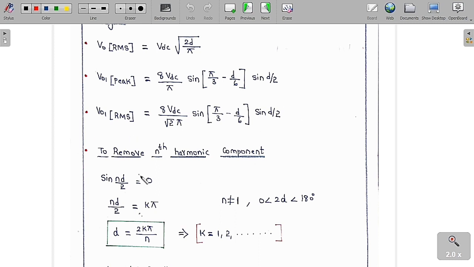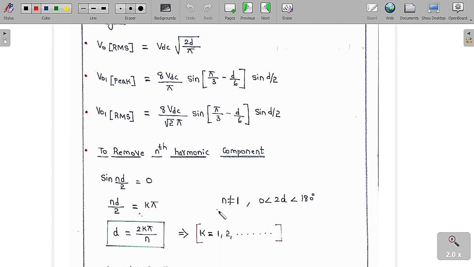So if you want to remove the nth harmonic component from this output voltage, simply set sin(n d by 2) equal to 0, so n d by 2 is equal to k pi, therefore d is equal to 2k pi by n. The overall pulse width is 2d, which is 4k pi by n. But if you want the pulse width of each pulse, it is 2d by 2 plus d, where d is equal to 2k pi by n, and k can range from 1, 2, 3 up to infinity.